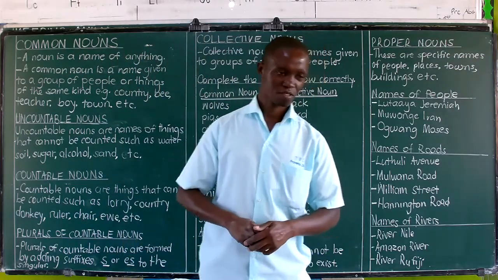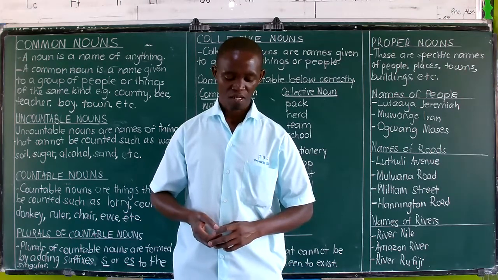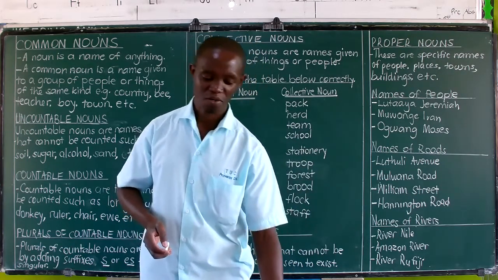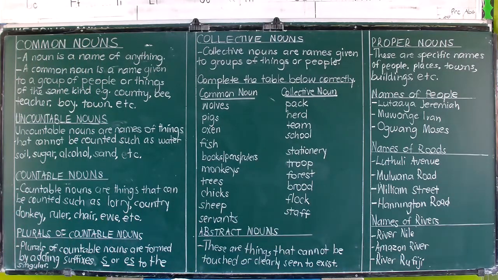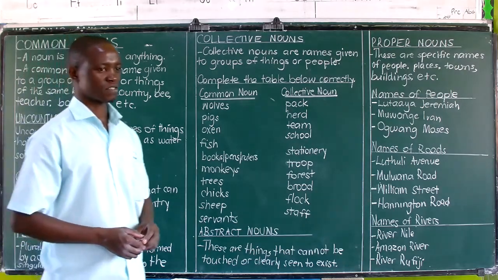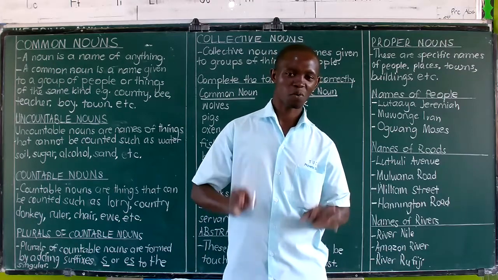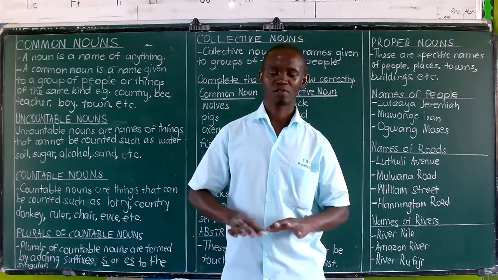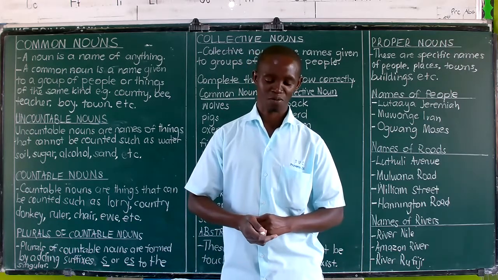If you've been with us from P1 to P5, I believe you have heard something about nouns. And what is a noun? A noun is a name of anything. We are saying a noun is a name of anything. And I want to tell you to look around you in that room where you are, or in that compound where you are seated watching this. Whatever you see around you is a noun.